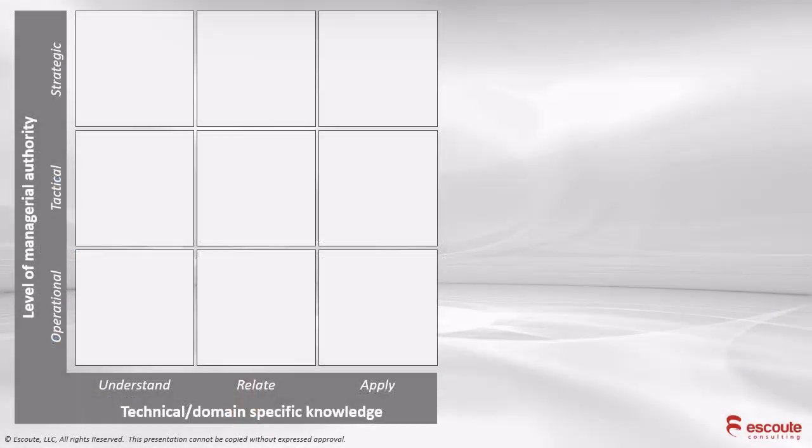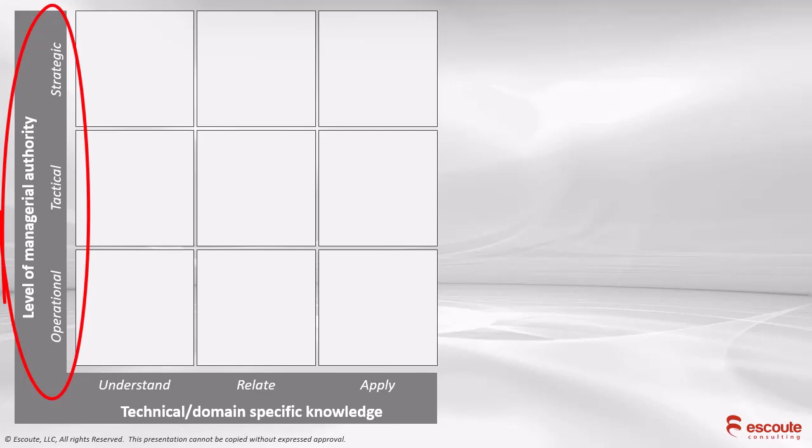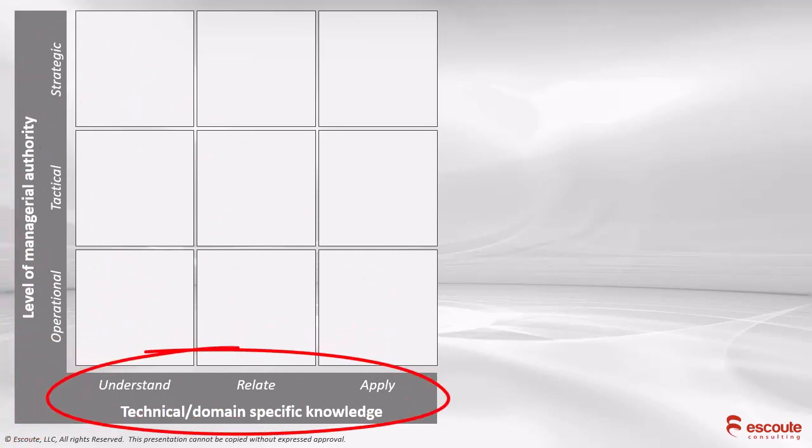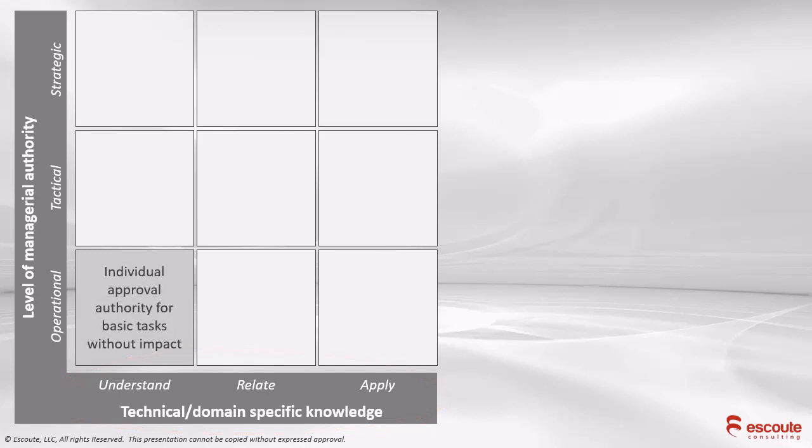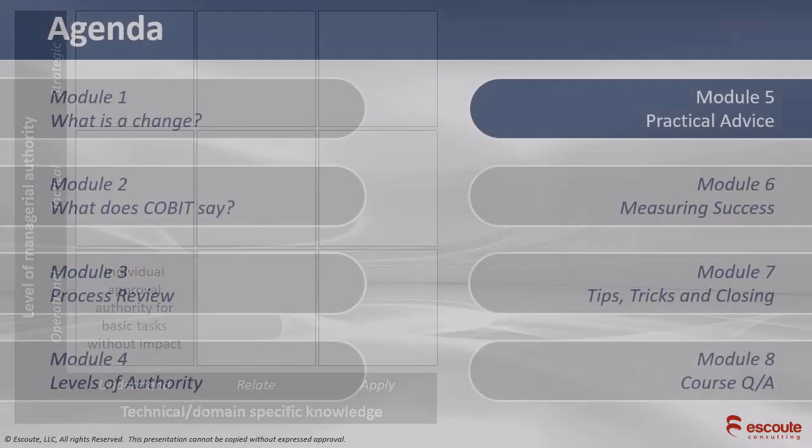Take a look here. What I've done on this grid is on the left-hand side, I use the level of management authority, whether you're operational, tactical, or strategic. Operational meaning day-to-day work. Tactical, manager decisions. Strategic, more enterprise decisions. On the bottom, we have the technical domain or specific knowledge. Is this something you just need to understand? Is it something you relate to or something you apply? You'll see how this fills in here in a second. So if there may be some work that's operational and understand, hey, I can provide you an individual approval, right?